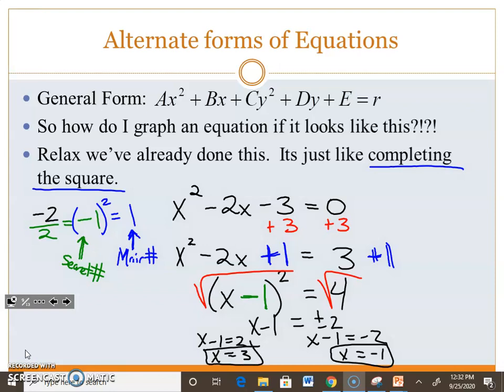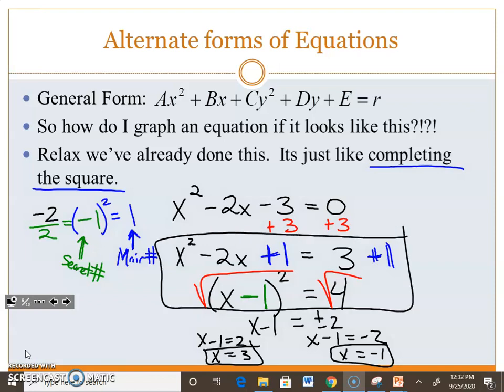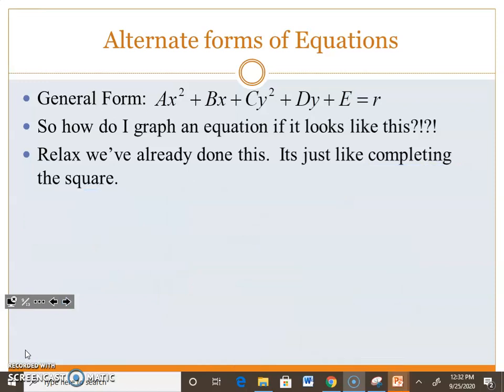Okay? So that's completing the square, but really the only parts that we need to know for it is basically just this part right here. Finding your magic and your secret number and plugging them in. Okay? So, let's do that with some circles then.